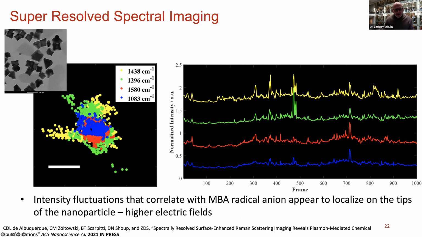One of the cool things is that if you localize where the fluctuations are occurring, you can see with really high precision again that the fluctuations in this case, which we associated with formation of an electron transfer radical, seem to occur at the ends of these octopod type nanostars, where the fields are predicted to be strongest, and then the closed shell species, the MBA molecule on the surface, seems to correlate in the center.